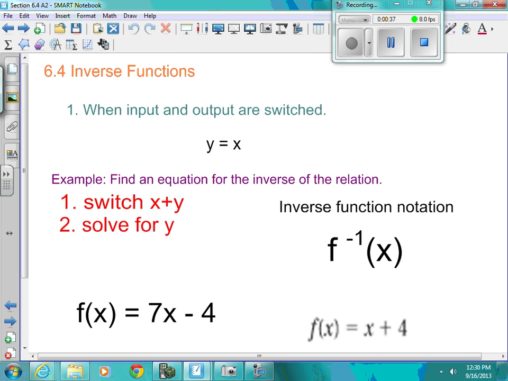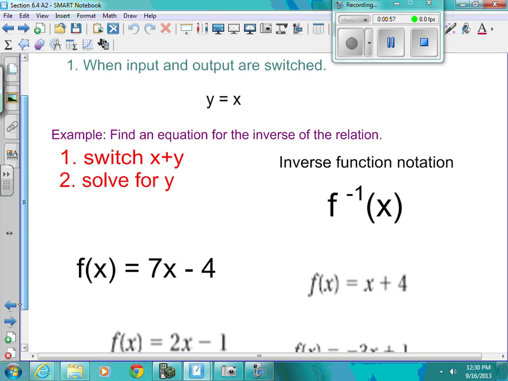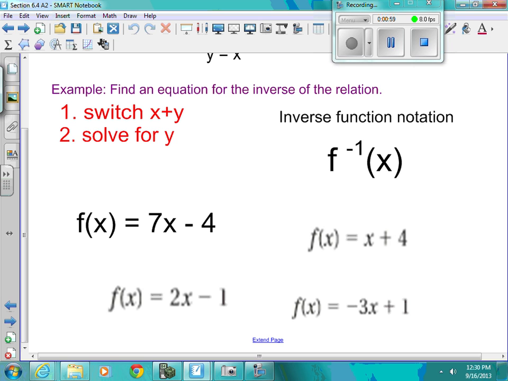Inverse functions. Inverse functions are when we switch the input and output of a function and then solve for y. So inverse functions can be found following these two basic steps. Find an equation for the inverse. Switch x and y and then solve for y. Those are the steps. Now, you're saying, I don't see a y here, Mr. Kuhn. I see an f of x.